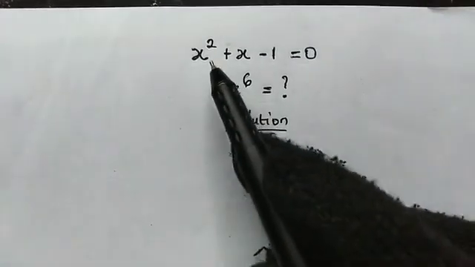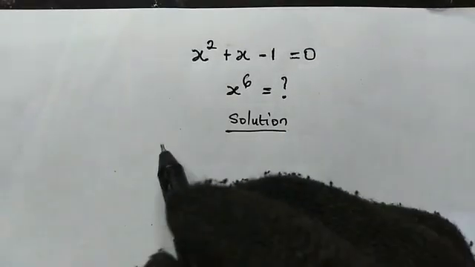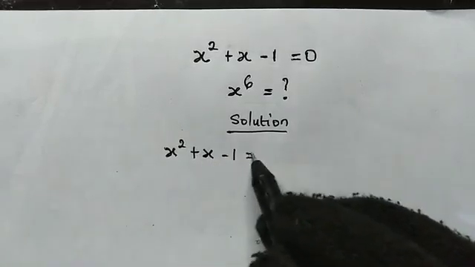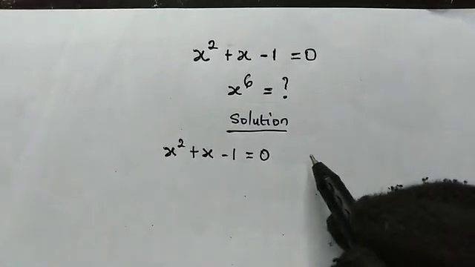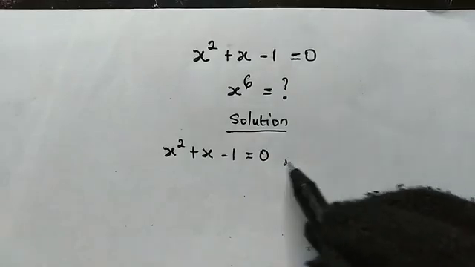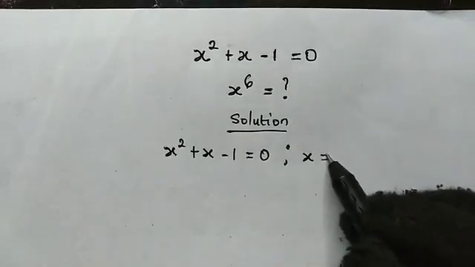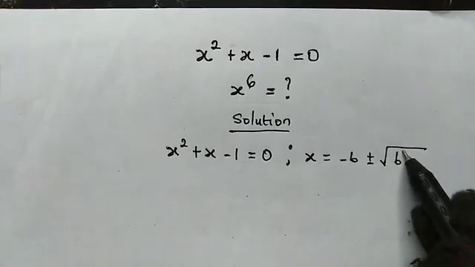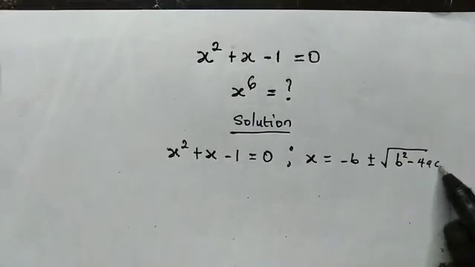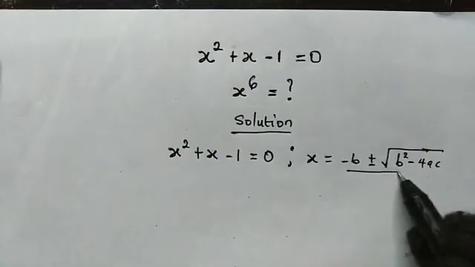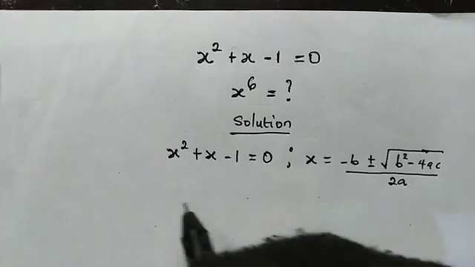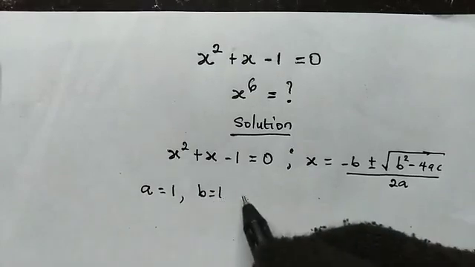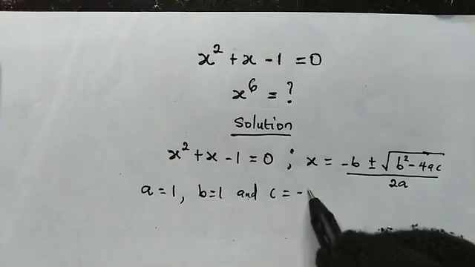Now first of all, let us solve for the roots of this equation. We have x squared plus x minus 1 equals 0, so we're going to make use of the general quadratic formula. We know x is equal to negative b plus or minus square root of b squared minus 4ac, divided by 2a. If you carefully look at this equation, a is equal to 1, b is equal to 1, and c, the constant, is negative 1.